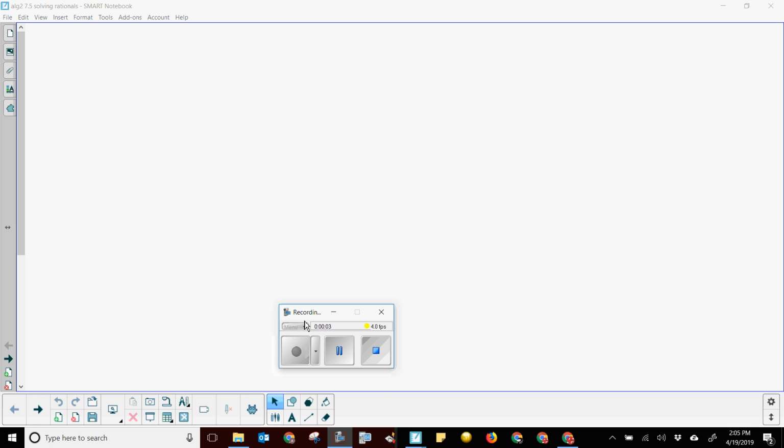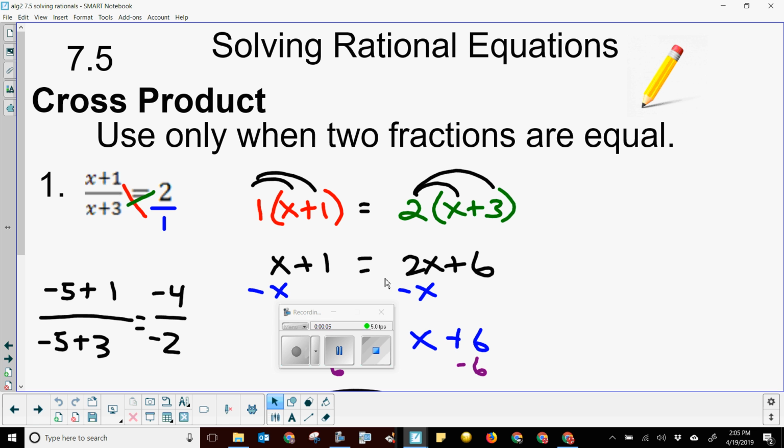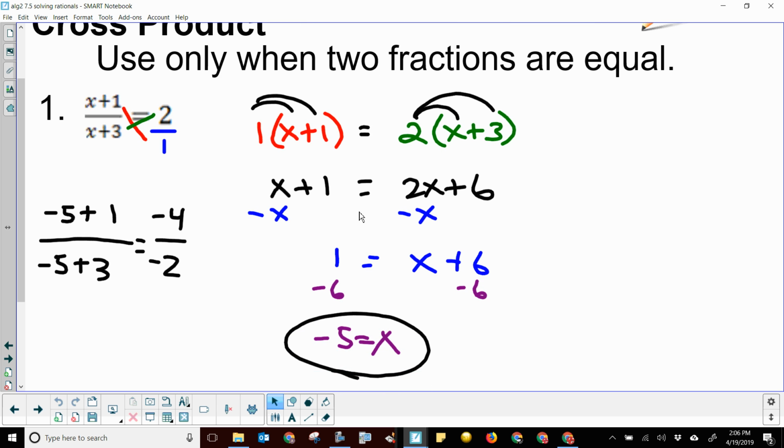So 7-5 was fun. 7-5 is some solving stuff. It's pretty easy. If you can ever get to fraction equals fraction, you just cross multiply and set this cross on one side and this cross on the other side, and then you solve like it's Algebra 1 again. So distribute, move something over. I'm really hoping solving an equation that looks like this is pretty easy. It was for my students.